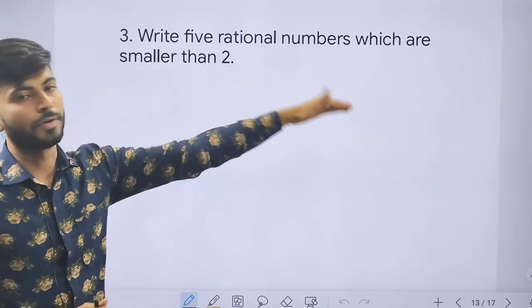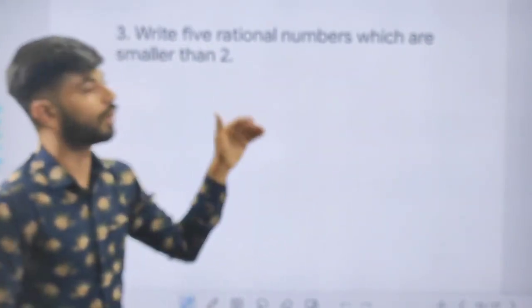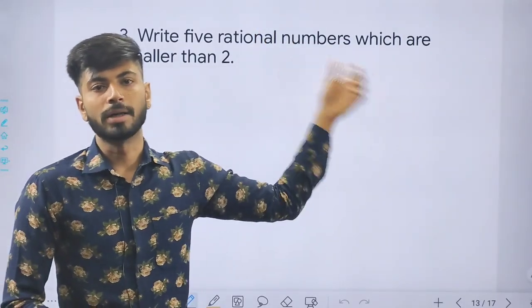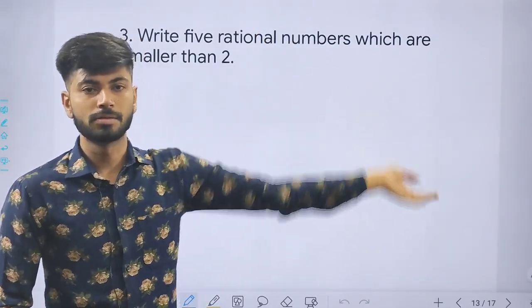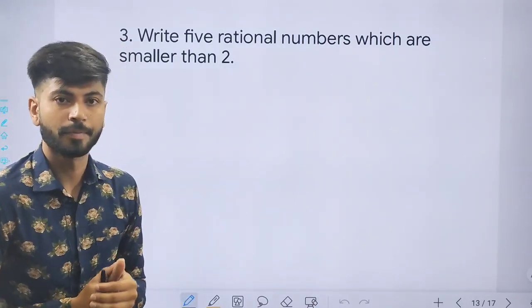Okay, so it is a very easy question. You can give directly the answer that 5 rational numbers which are less than 2 are minus 2, minus 5, minus 5 upon 4, minus 1 upon 2. You can take any rational number, 0 you can also take. Okay.